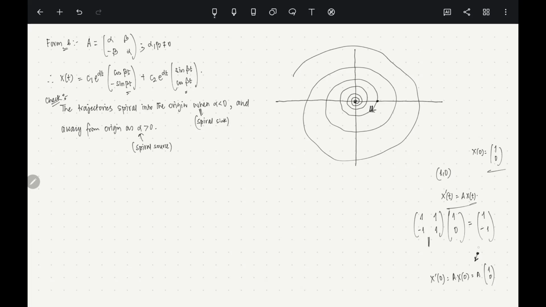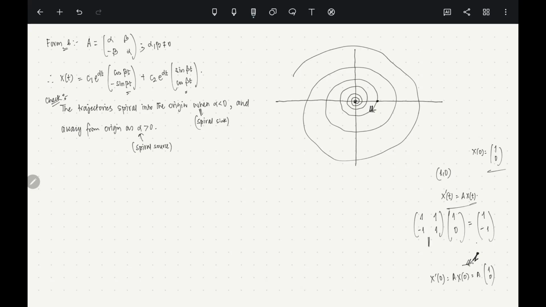Okay, so you see, if a trajectory starts from here, it has to move like this. You understand? Okay, so depending on the direction, it will actually show which way it will move. As t increases, that will give you whether it moves in a clockwise direction or a counterclockwise direction. I hope this is clear.